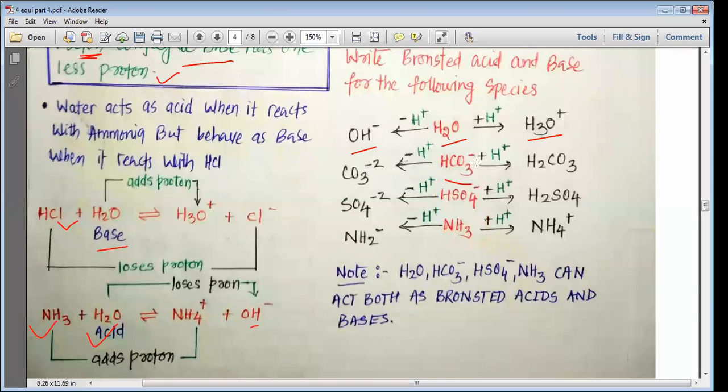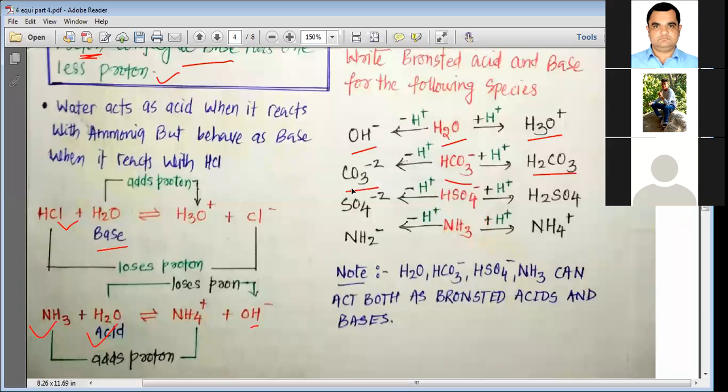Same way for HCO3 minus, if we add H plus, we get neutral H2CO3, and if we remove H plus, then the charge is decreased by 1, and we get CO3 minus 2. Same way when we have HSO4 minus, if we remove H plus, we will get SO4 minus 2, and if we add H plus, we will get neutral H2SO4.